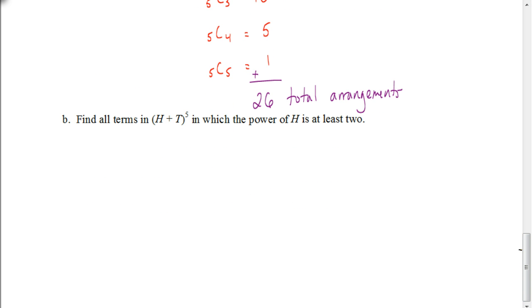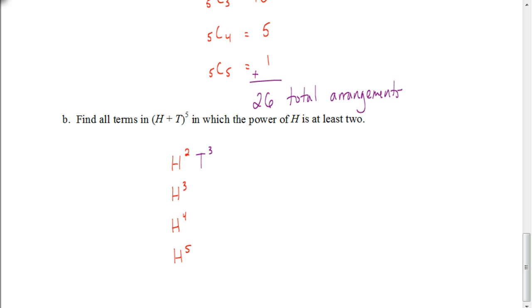Let's look at another example that uses, again, this binomial theorem. It says, find all terms in h plus t to the 5th power in which the power of h is at least 2. Well, we could start out with, then, at least having h squared. That has a power of 2. We could have h cubed, we could have h to the 4th, or all the way up to h to the 5th power. But now let's figure out, well, what values, or what would our exponents be for the t's? Remember, they have to total to be 5.